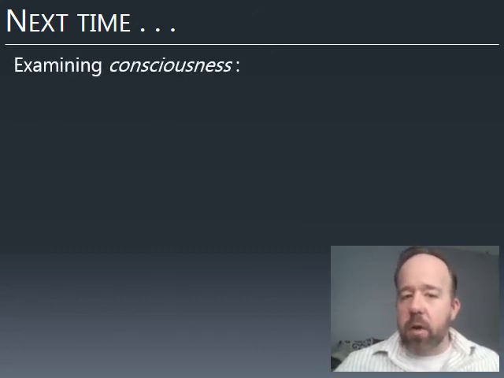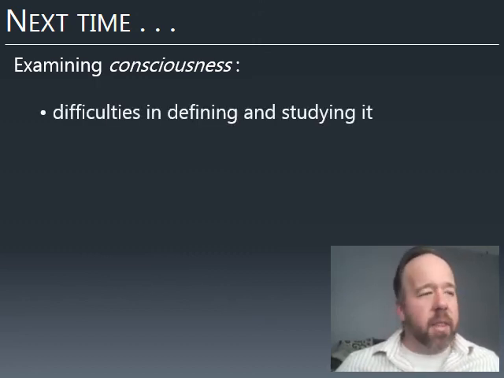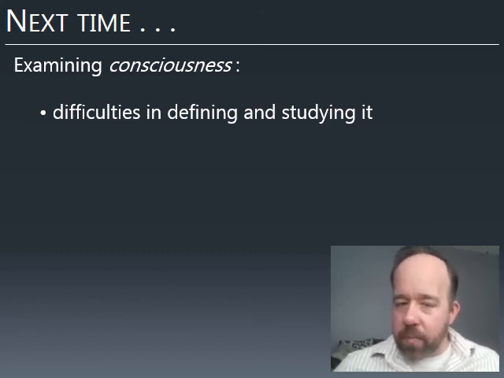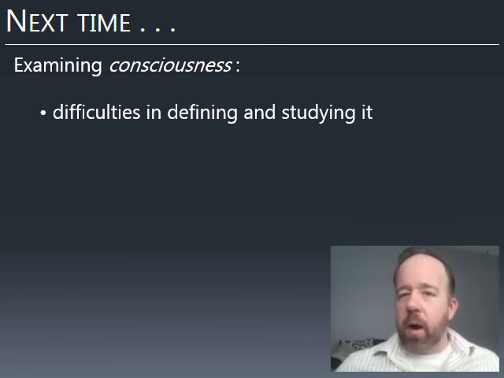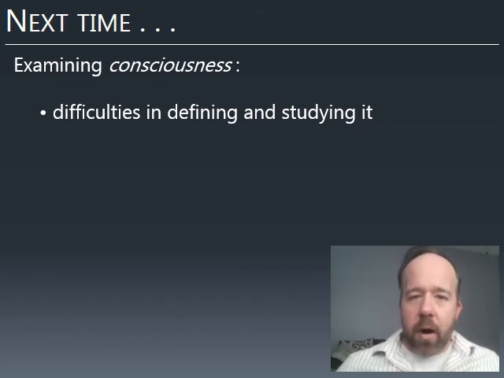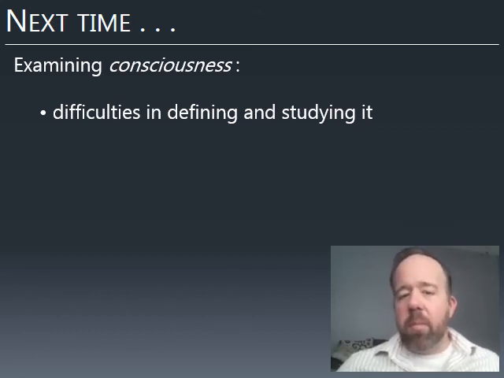Next time, we'll start to look at consciousness. And consciousness is the kind of thing that we all have, but if you ask someone to describe it, it's very difficult. So it's a hard thing to define. It's also a really hard thing to measure. So we all say that we're self-aware. We think other people are self-aware and are aware of their own minds. But how do you study that? How do you measure awareness?